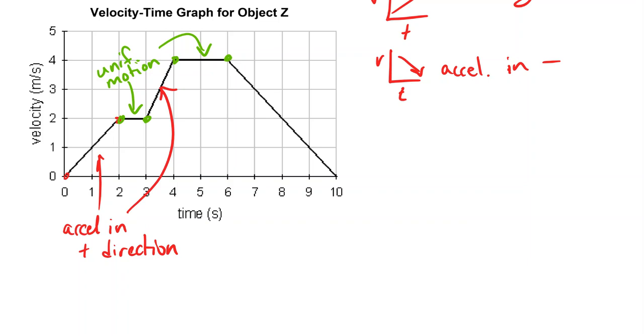But what is going on over here? It looks like we're going really fast. We're going 4 meters per second, and then we start to slow down. And whenever our speed is 0, right here, we're at rest. So we're going fast, and then we're at rest where we stop. So we must be accelerating in the negative direction.